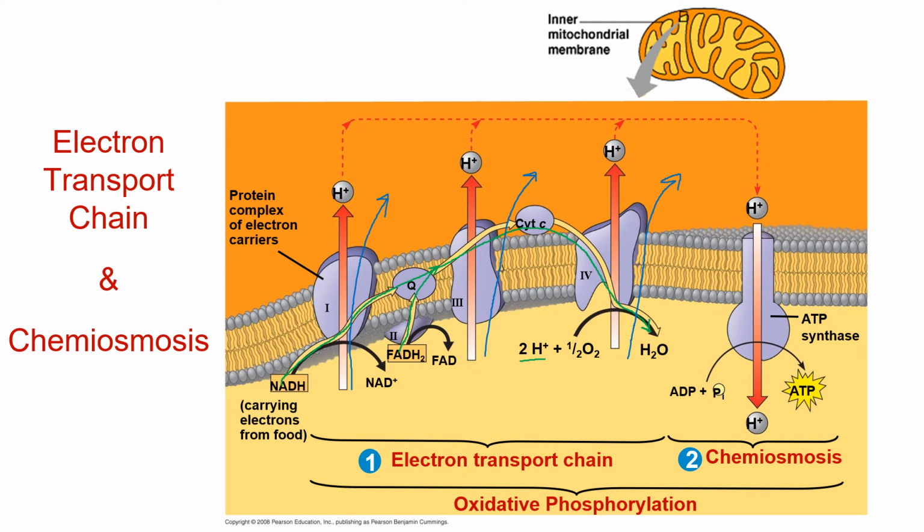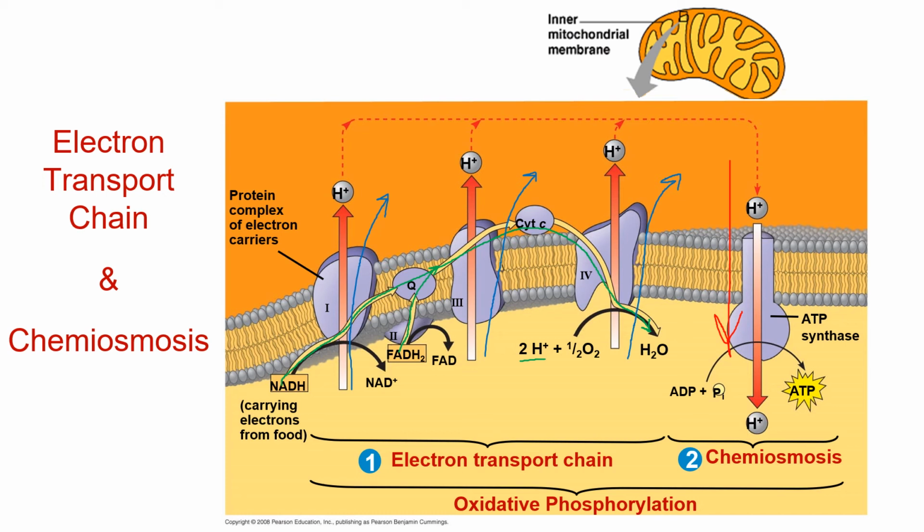But there's only one place where that can occur. There's only one place where hydrogen protons can flow back into the matrix. And that's through a complex set of proteins known as ATP synthase. There's a channel in the middle of this molecule, and the hydrogen protons can flow back through that channel. The energy that's stored as potential energy in that gradient is used to manufacture ATP.